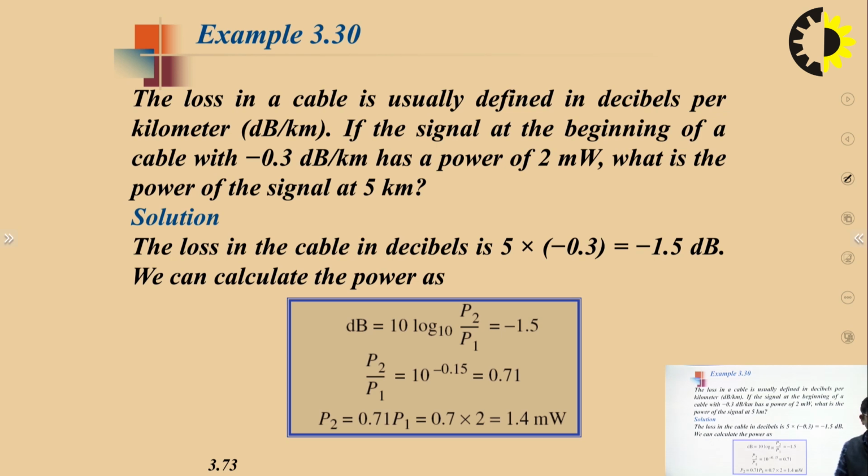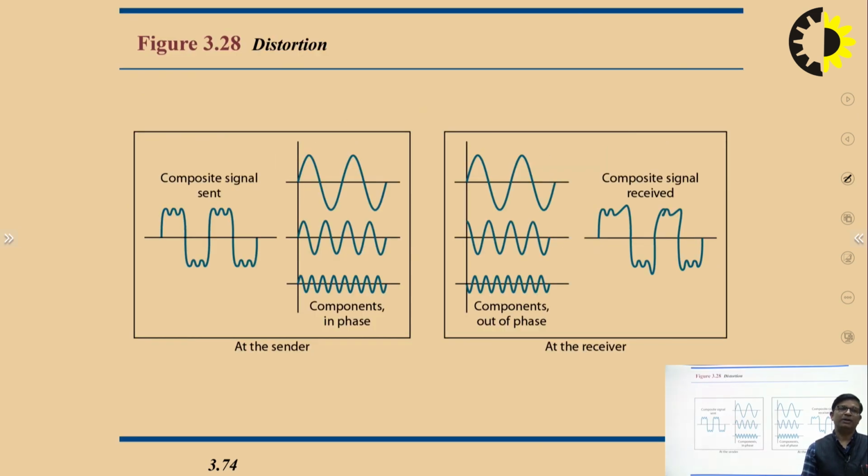So, we can calculate the power as dB equals 10 log10 P2 upon P1, which gives minus 1.5. So, P2 upon P1 is equal to 10 to the power minus 1.5, which gives 0.71. So, P2 is equal to 0.71 P1, or 0.7 into 2, that is 1.4 milliwatt. We can solve this particular question this way. Okay. So, this is all about attenuation.